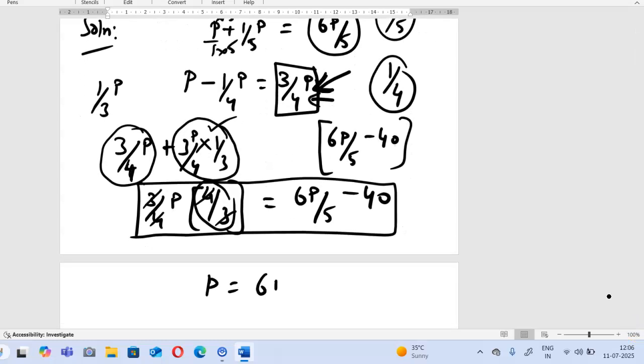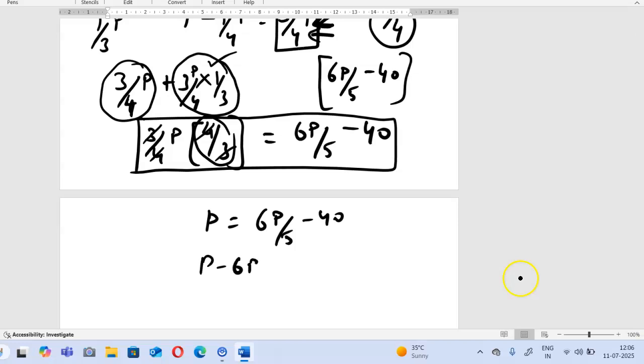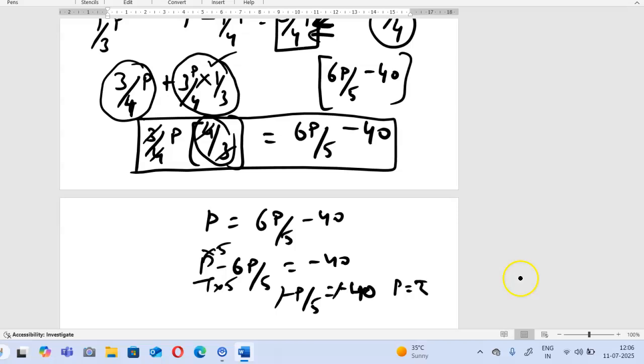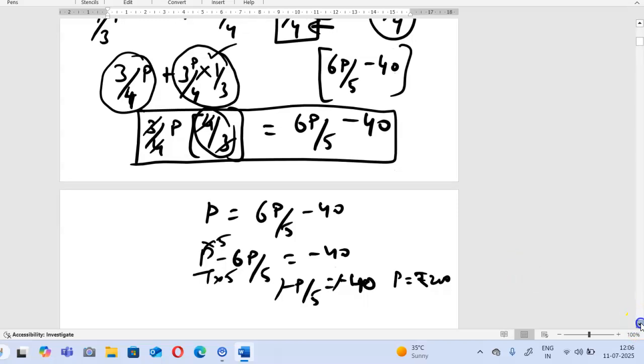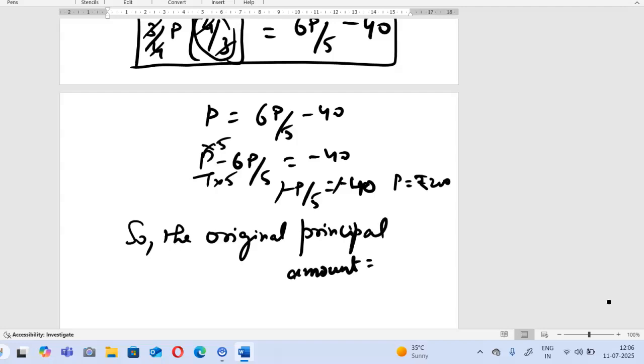P equal to 6P by 5 minus 40. So P minus 6P by 5 is minus 40. So minus P by 5 is minus 40. P is rupees 200. So the original principal amount is rupees 200.